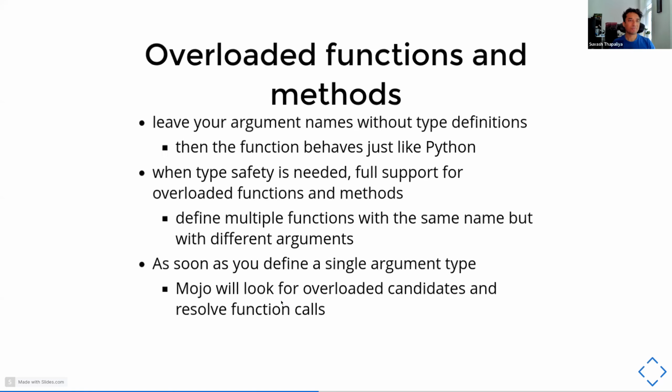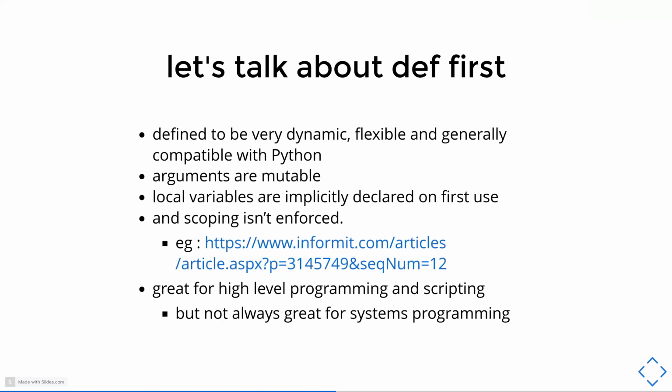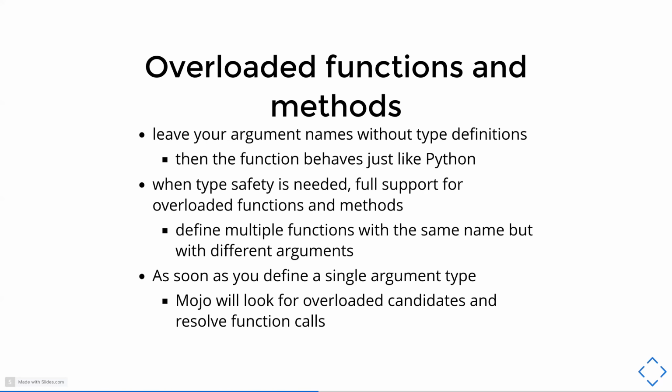Wait, do you mean that even if I'm not using a struct, if I'm using just Python code and then I add a type hint, that's going to happen? So this is defined differently for whether you're using a def or a fun, and we will get to that bit, because def is supposed to be more like Python and fun is supposed to be more like Mojo. That context matters, but we can get to that when we get there.